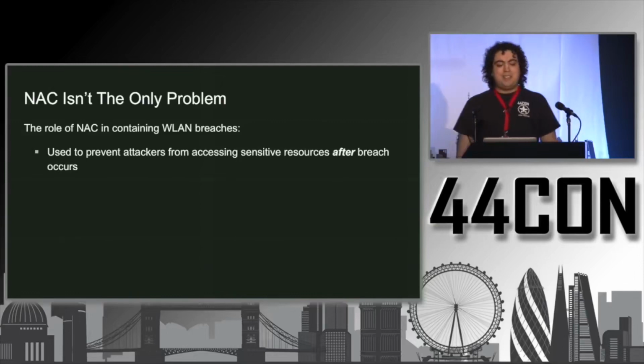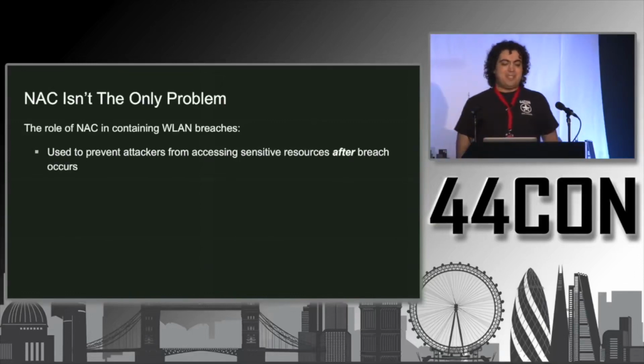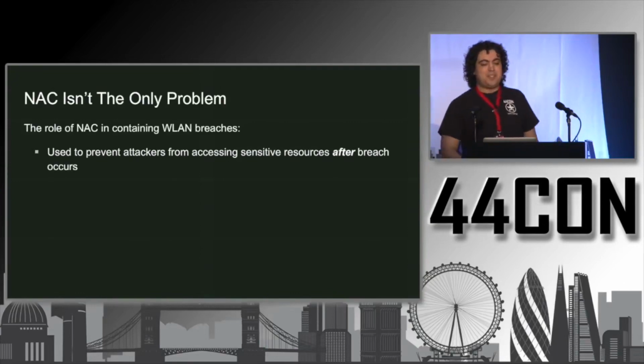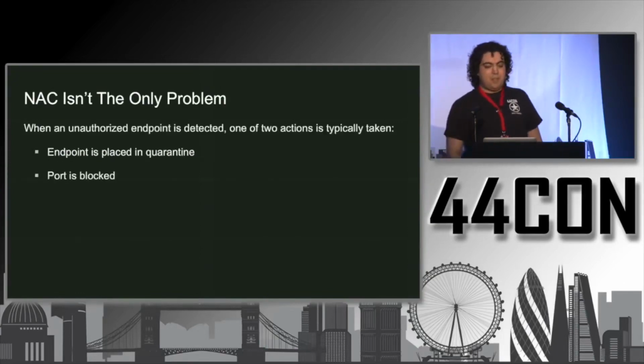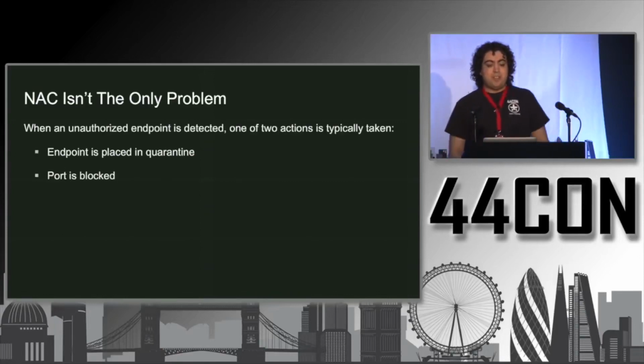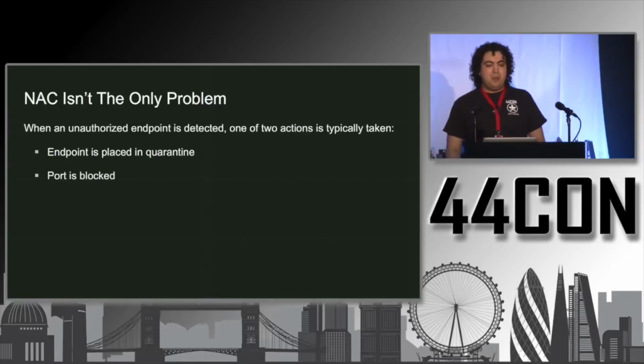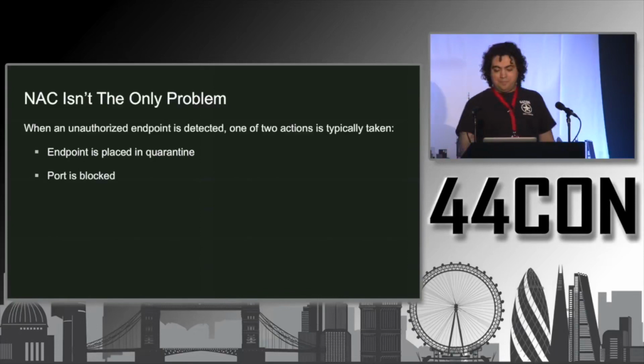So the role of NAC in containing a wireless breach is to prevent an attacker from accessing a sensitive resource, or sensitive resources after the breach occurs. And the way that it does this is that when an unauthorized endpoint is detected on the network, one of two actions is going to be taken. Either the endpoint is going to be placed in a quarantined VLAN, or the port is going to be blocked off completely.